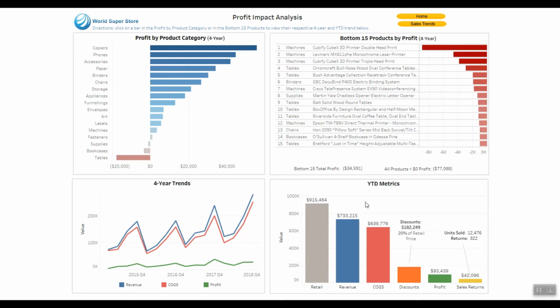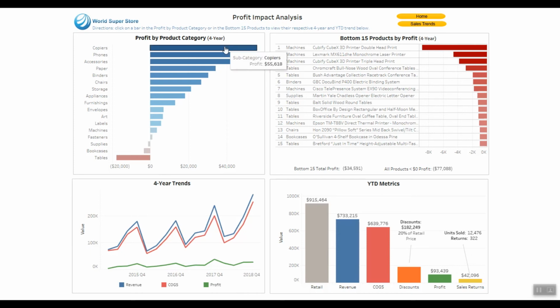On the upper left, you can see Profit by Product category in descending order, with some categories on the fence and tables really going in the wrong direction. Tables make up 6 of the 15 bottom products listed on the right here. That's 40% of those 15. Now let's compare copiers to tables.